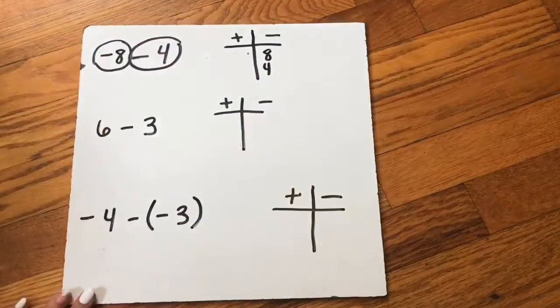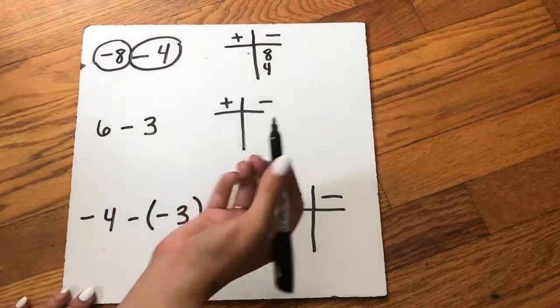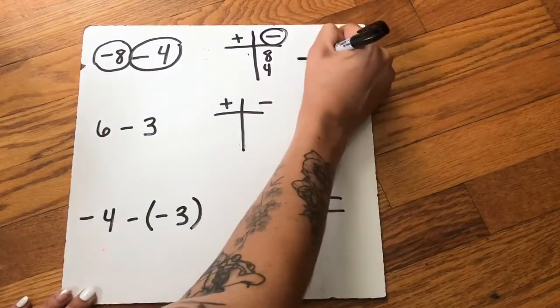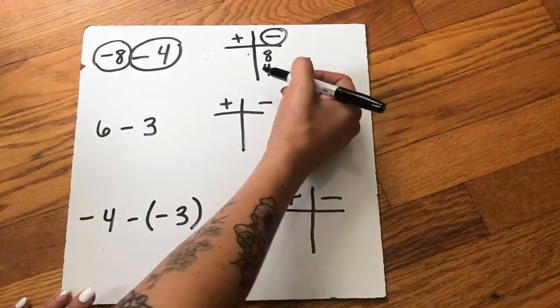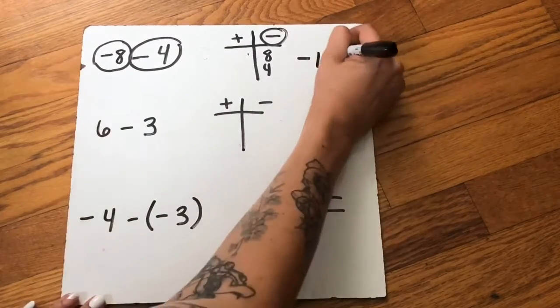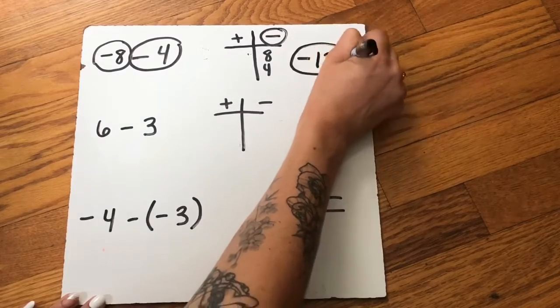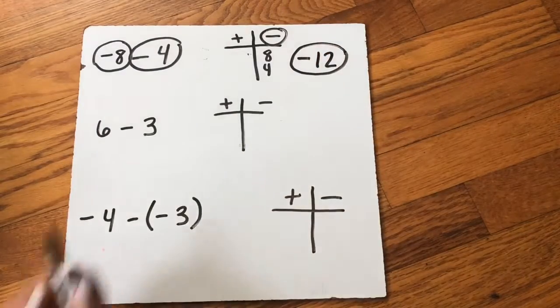My positive team didn't show up. So my negative team wins. Negative team has how many total points? 8, 9, 10, 11, 12. -12.